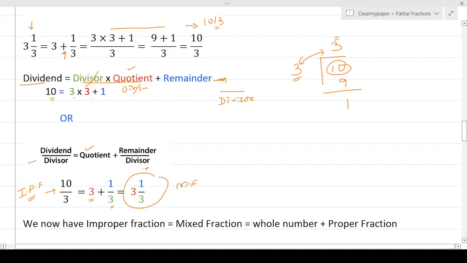So in essence, what have we done? We have taken an improper fraction in the world of numbers, where the numerator is greater than the denominator, and we have applied this particular formula, which was extracted from long division, and we have converted that improper fraction into a mixed fraction, which is nothing but a combination of a whole number plus a proper fraction. Okay, so far with me, that's what we have done.